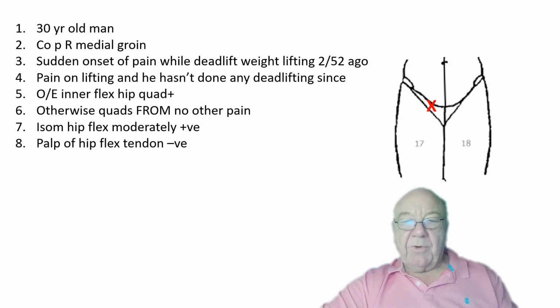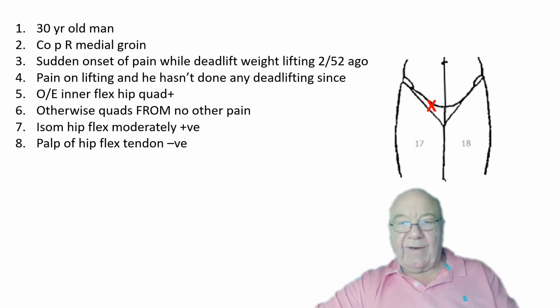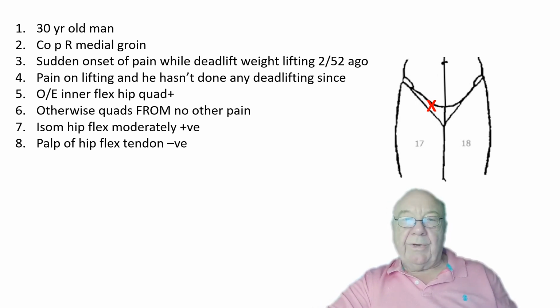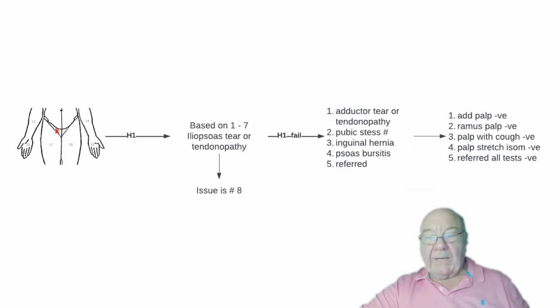Isometric hip flexion was moderately positive, but, and this is the one that concerns me most, palpation of the hip flexor was negative because everything was pointing to a tear of the hip flexor. But that negative palpation says that is not what it is. Okay, based on everything except for the last item, you would think this was an iliopsoas tear or a tendinopathy. The issue is number 8. That's the one that worries me. So H1 fails. Clearly, if the tendon's not tender, then you don't have a tendinopathy.